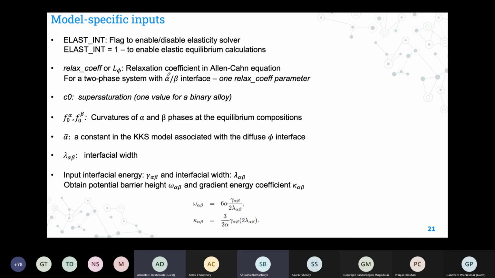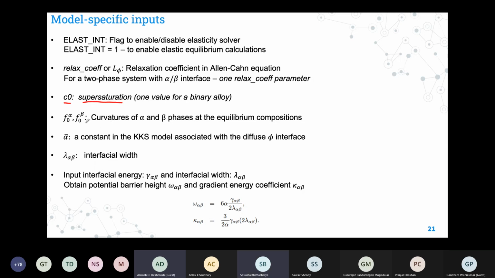Since we have a two-phase system with one type of interface, alpha beta, we have only one relaxation coefficient parameter. However, if you have alpha, beta, gamma, then you require a relaxation coefficient for alpha beta, alpha gamma, and beta gamma. And C0, again, is one value for a binary alloy, but for a multi-component alloy you can have several C0s, one for each component. So this will again be a tuple, and this will indicate the overall supersaturation.